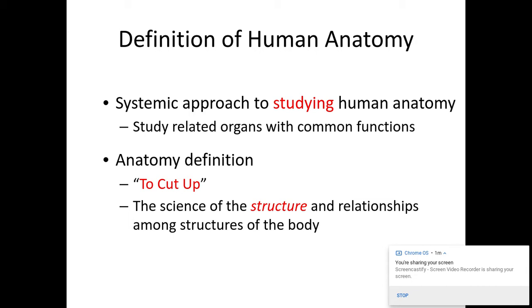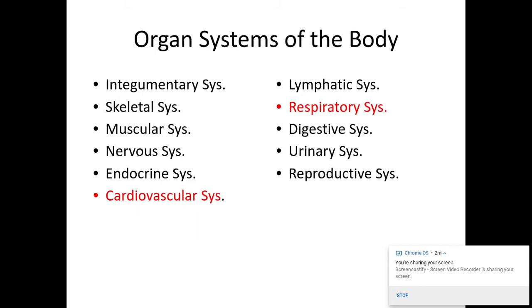But anyways, just in general, the word anatomy just means to cut up. It's the study of basically dissection. It's the science of the structure of your body and the relationship between these body structures. So how does the cardiovascular system function with the respiratory system? How do your muscles work with your skeletal system? Because they all work together. And then obviously the nervous system is the one that's controlling everything.